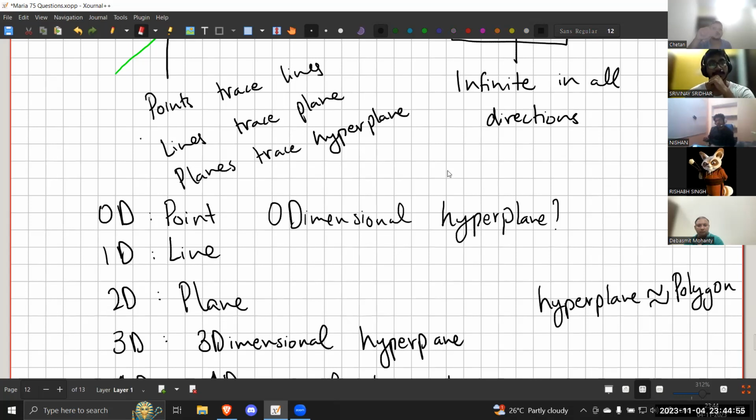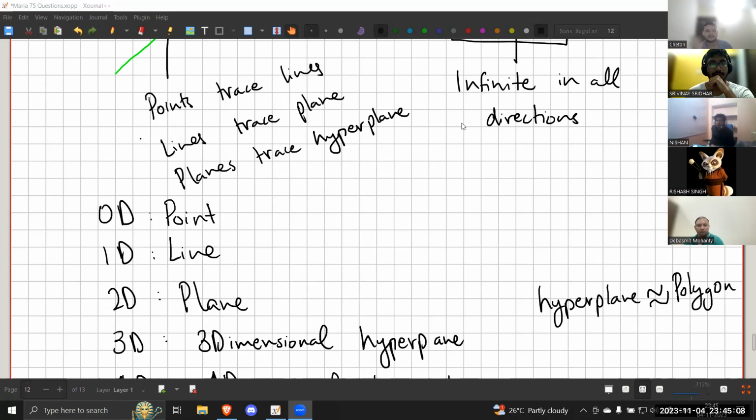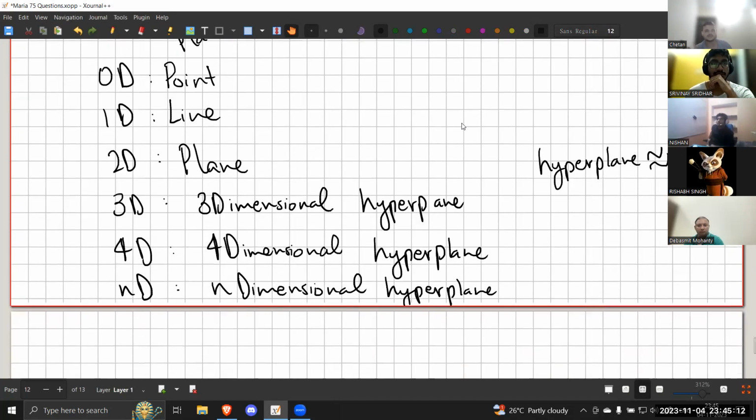You don't know the shape of the point, right? There is no shape. By definition, a point does not have any height, does not have any length. If it has some length, it will become R1. It will not remain R0. So for anything that is not imaginable, we introduce the idea of hyperplanes.